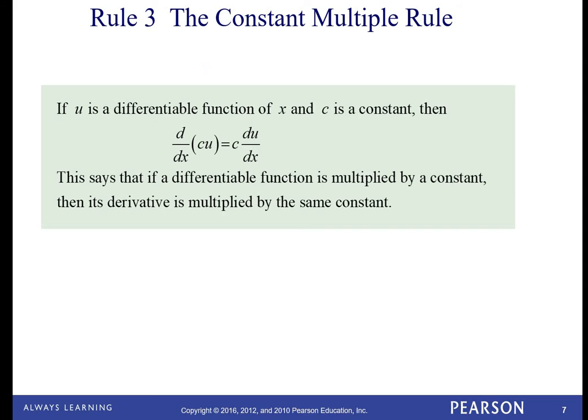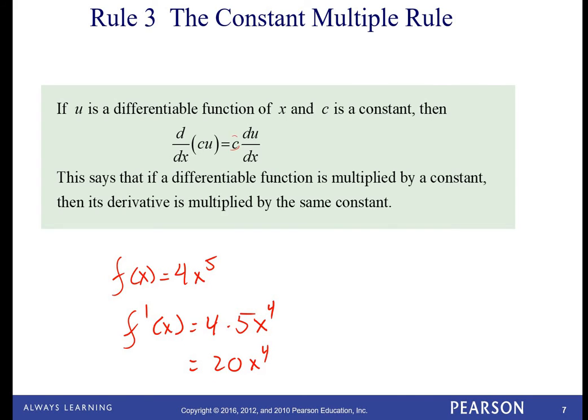The constant multiple rule: if u is a differentiable function of x and c is a constant, so c times a function, a constant in front of the function, then it's c times the derivative. So if a function is multiplied by a constant, then its derivative is multiplied by the same constant. So now if we take f of x equals 4x to the 5th, f prime of x is going to be 4 times the derivative of x to the 5th, which we now know is 5x to the 4th, or 20x to the 4th.